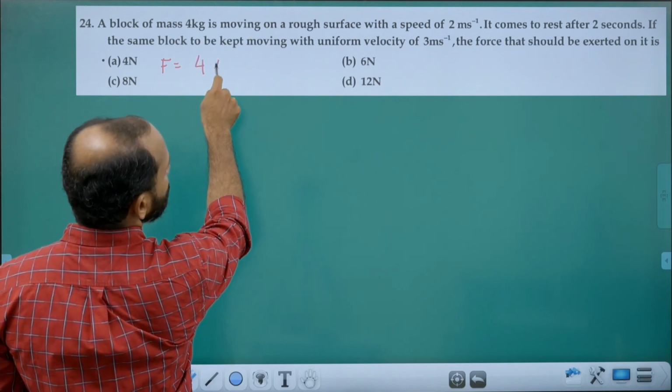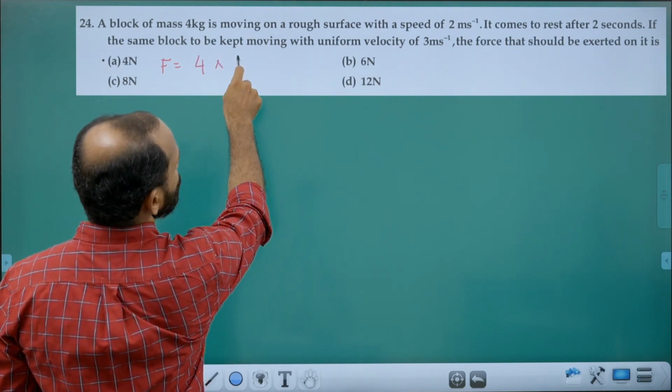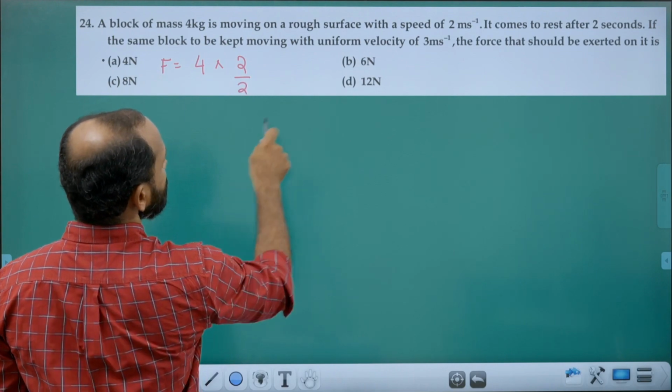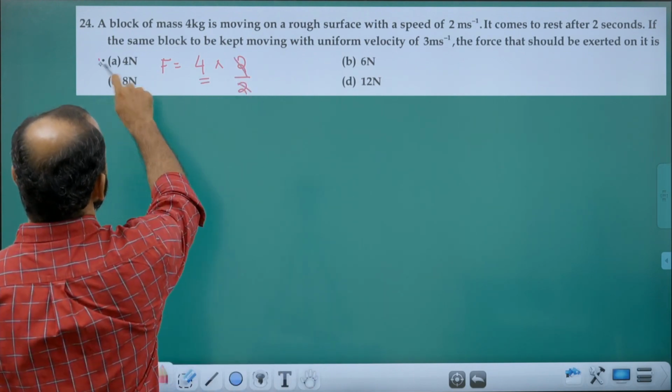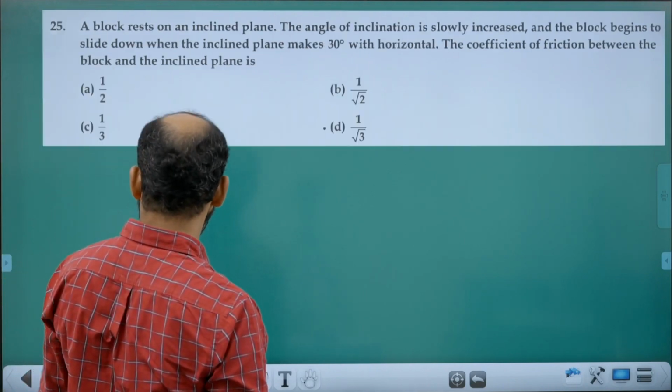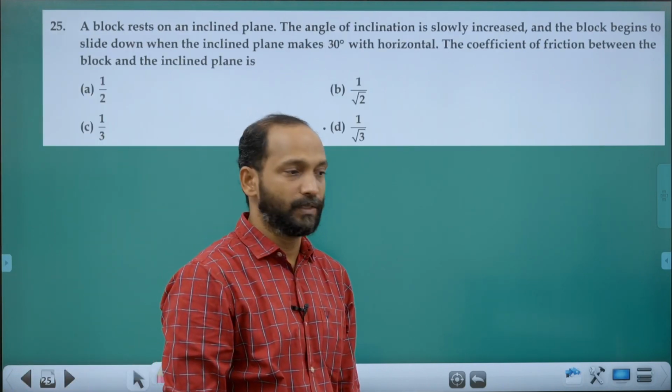Mass is 4. What is the retardation? Change in velocity divided by time. Change in velocity is 2 because it came to rest. So 4 Newton is the frictional force. That remains the same because kinetic friction does not depend on velocity.